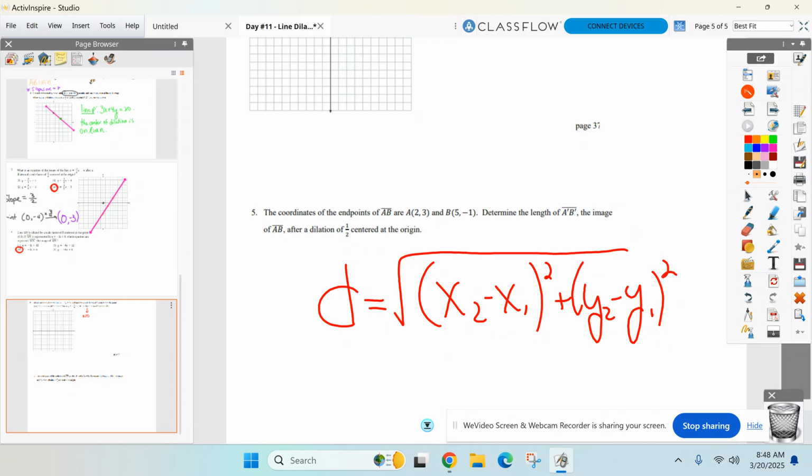For you guys, when you get to number 5, you will need the distance formula. So there you go for number 5.